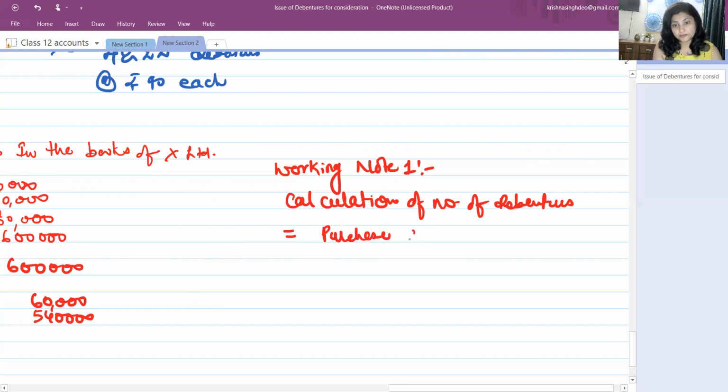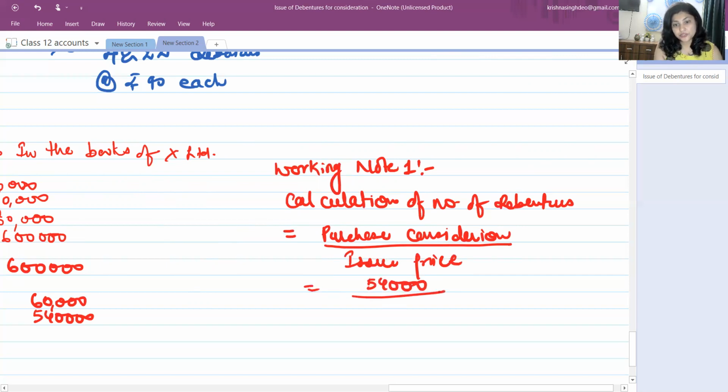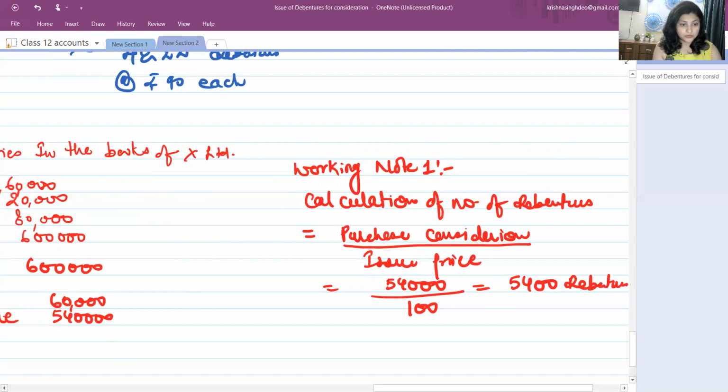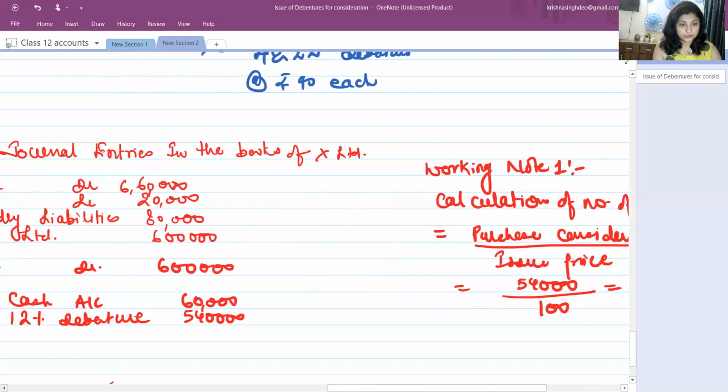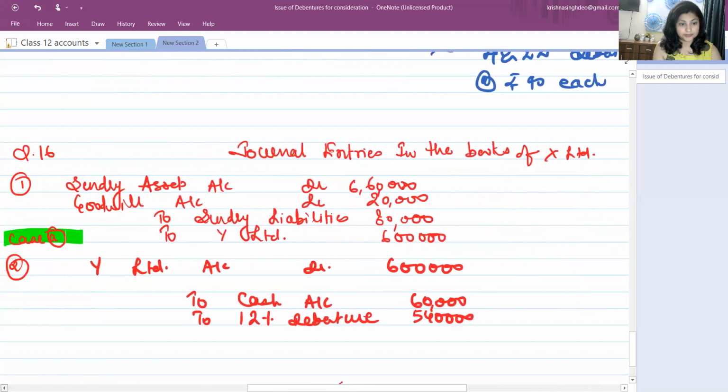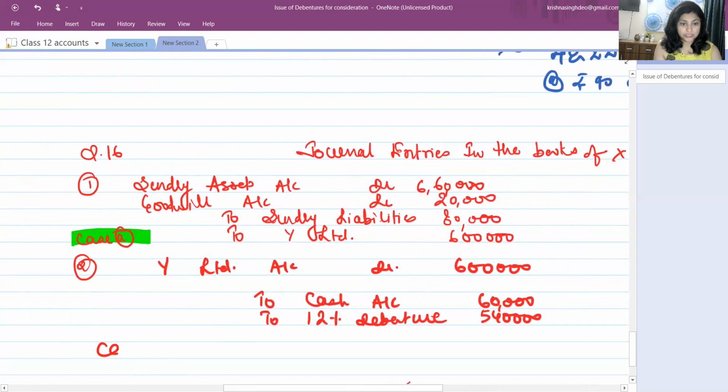Though it is quite visible here, it is an issue of debentures at par, very simple, but still we will take out purchase consideration divided by issue price. So the purchase consideration was 5,40,000 and the issue price was rupees 100 itself. So there are a total of 5,400 debentures issued. Okay, so let us fill in the figures over here. We have already done this. Now we will pass the entry in case B.